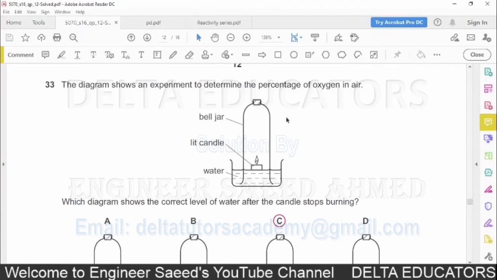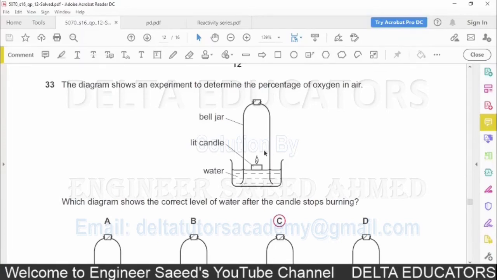What is meant by air? Air is a mixture of mainly nitrogen and oxygen. Oxygen is approximately 21% and nitrogen is approximately 78%. Now it is given that after some time the candle stops burning. Candle stops burning means all of the oxygen present inside the bell jar is consumed in burning. So here the oxygen level is 0.